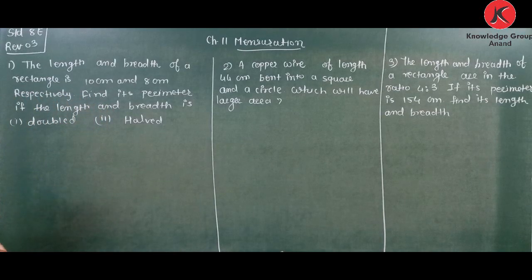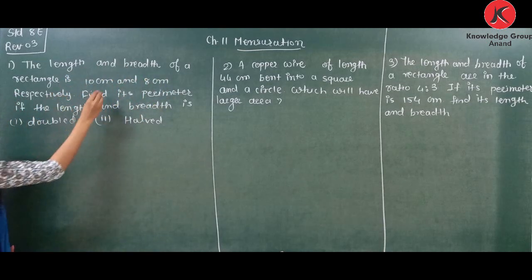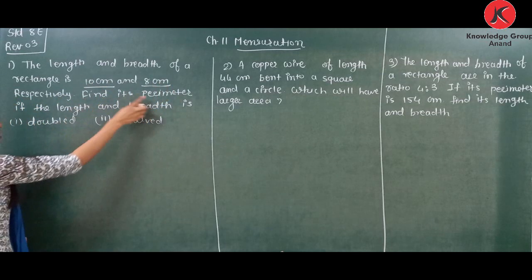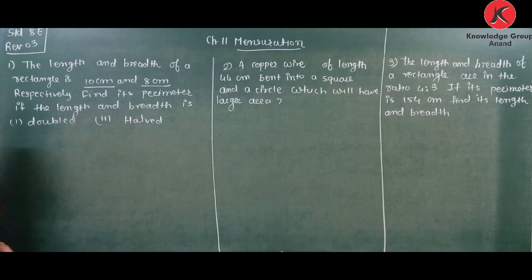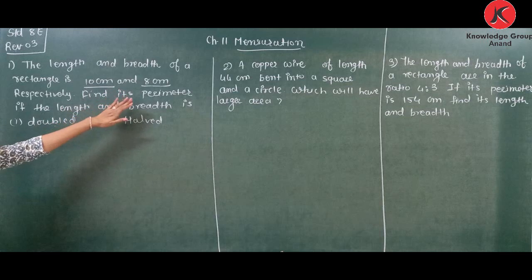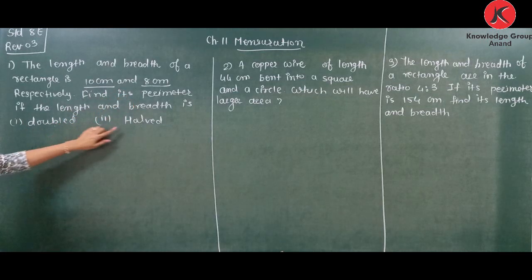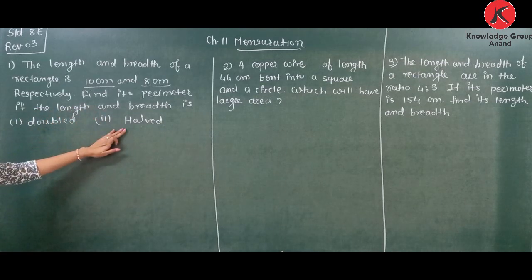The length and breadth of a rectangle are 10 centimeter and 8 centimeter respectively. Find its perimeter if the length and breadth are doubled and halved. You need to find the perimeter when the length and breadth are doubled, and when they are halved.